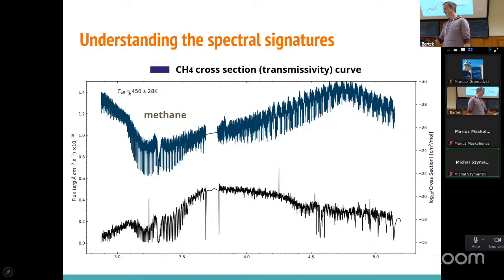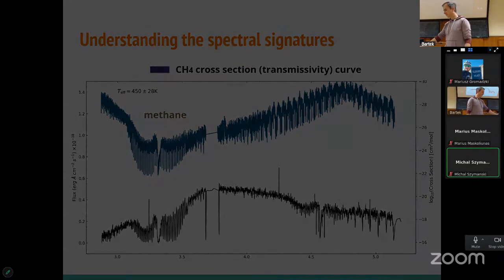So here is an example of methane, quite well understood. You can see easily that here we could expect an absorption feature in the spectra. So it should translate into our observations, and we can see it clearly here. So it's done more or less like this, and in this case, it's quite easy.